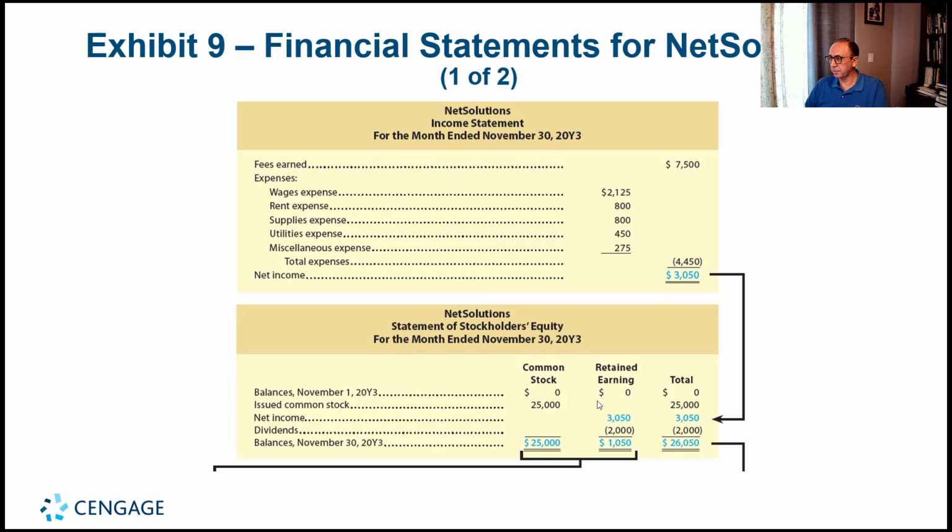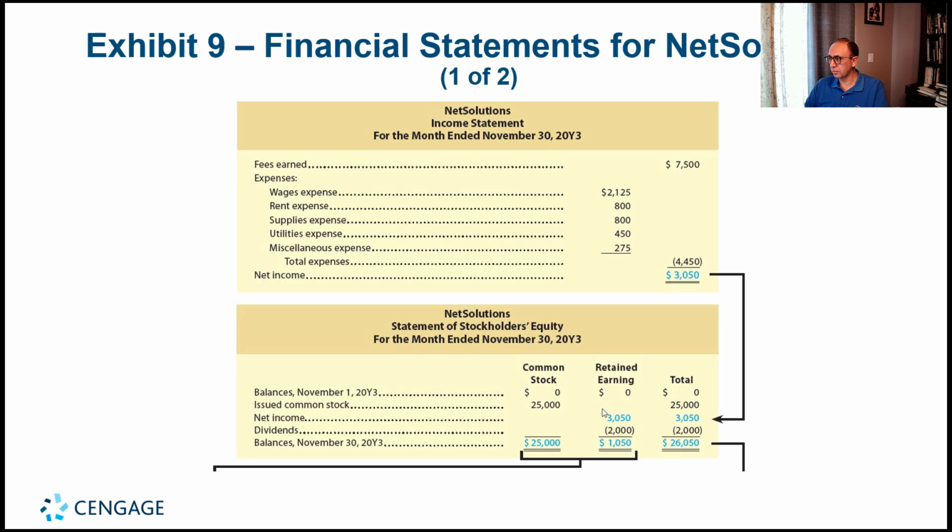And we start with the beginning balance. Of course, this was a business that just started. So on November 1st, they didn't have anything. They didn't have any common stock or retained earnings. So both of these were zeros. And then they had issued common stock. And remember, Chris Clark, the owner, brought this amount, $25,000. So that was common stock, which created a total equity of $25,000.